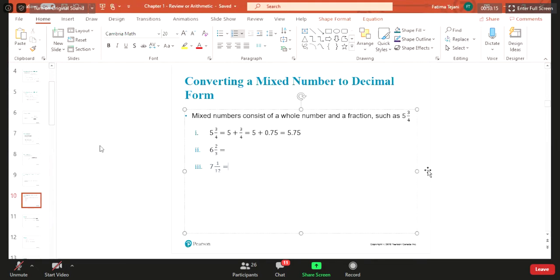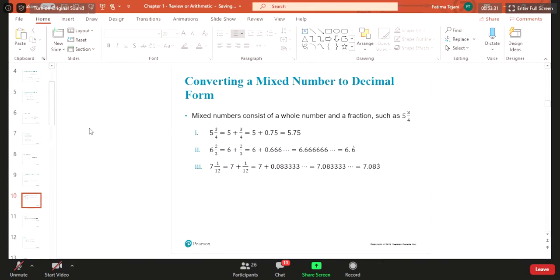Okay, third one. I'll put it because you know the answer will be shown. So I want to show 7.08. 1 divided by 12 and then add to 7. Yeah. 7.083 and 6.6. Yeah, 7.08. Yeah, so we got it. So we know now how to calculate.